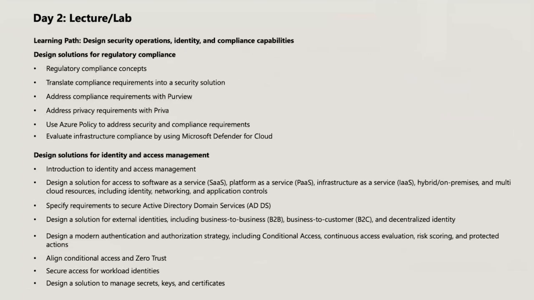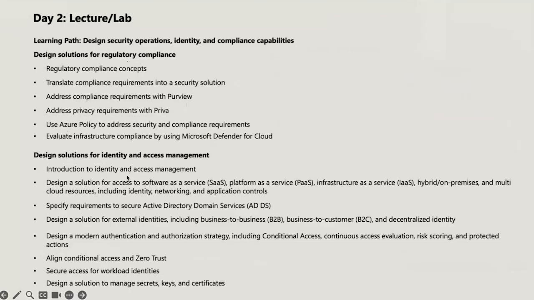Now, in our Day 2 session, what are we going to start? Today, we'll talk about what comes in the same learning part: design, security, operations, identity, and compliance capabilities. We have 2 main topics. First, design solutions for regulatory compliance, where we talk about the regulatory compliance concepts, translating compliance requirements into a security solution, Microsoft Purview solutions, Microsoft Priva, considering Azure Policy to address security and compliance requirements, and evaluating infrastructure compliance by using MDC. All these things come under this discussion.